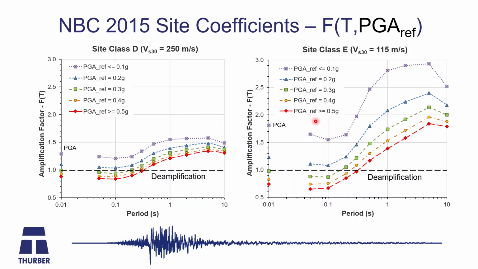And if we go to site class E, we see a kind of similar shape, but more exaggerated. So higher amplification factors in the positive direction, and higher de-amplification below 1. So again, same trend, but more exaggerated, with 0.1 G amplification being way up here, and then decreasing significantly as PGA increases down to there.